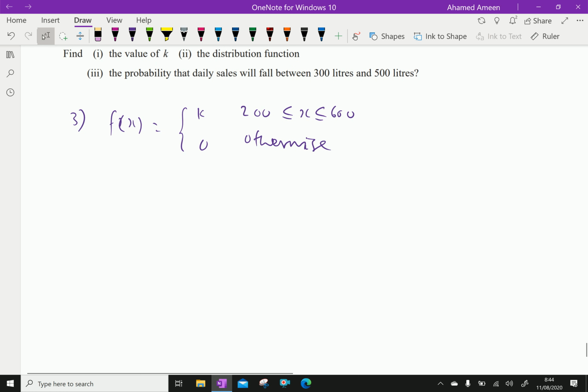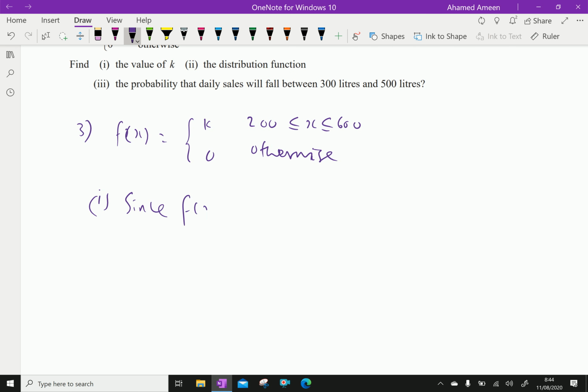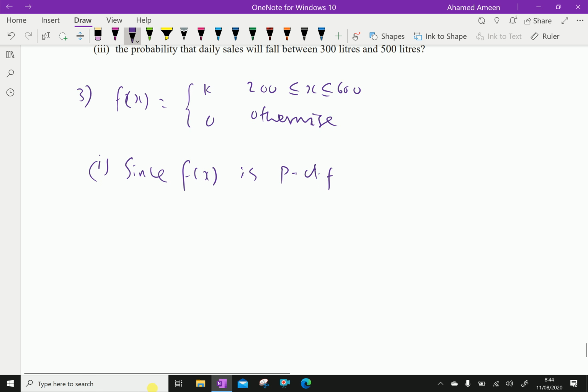Now, first one, find the value of k. Now, since f of x is a probability density function, we can say the integral from minus infinity to plus infinity of f of x dx equals 1.